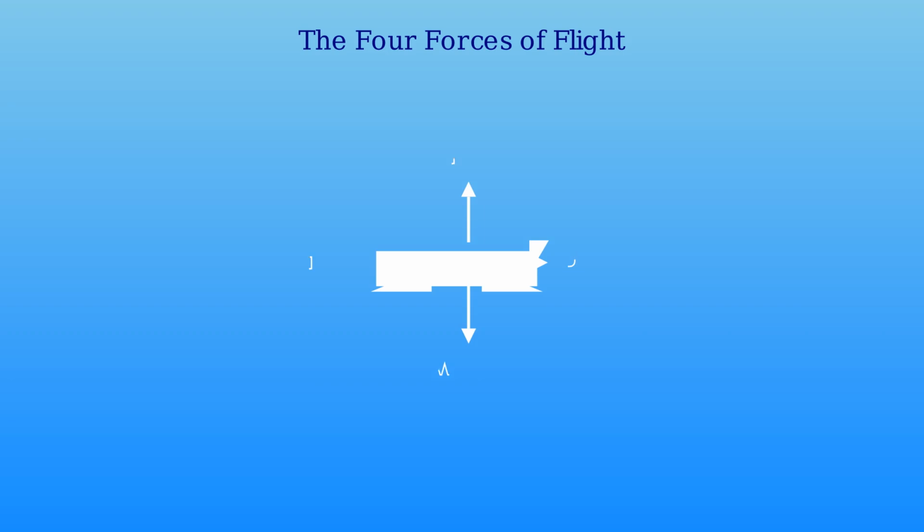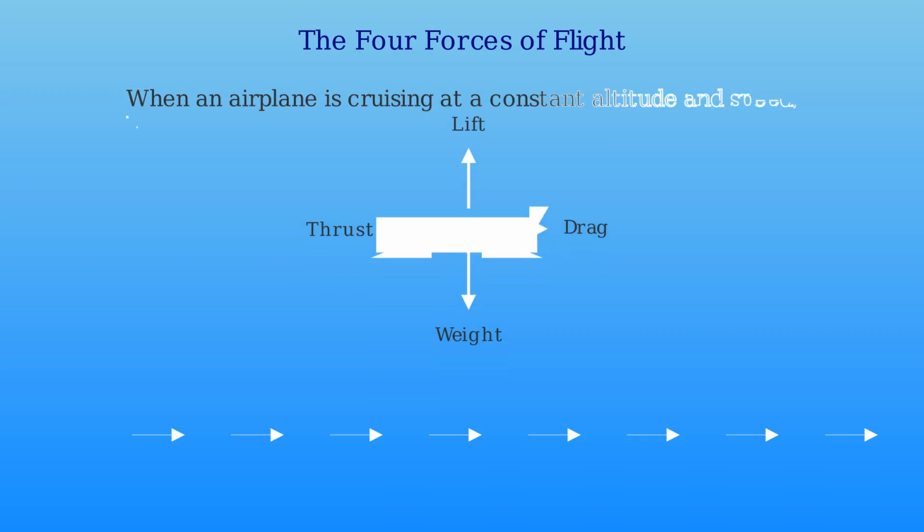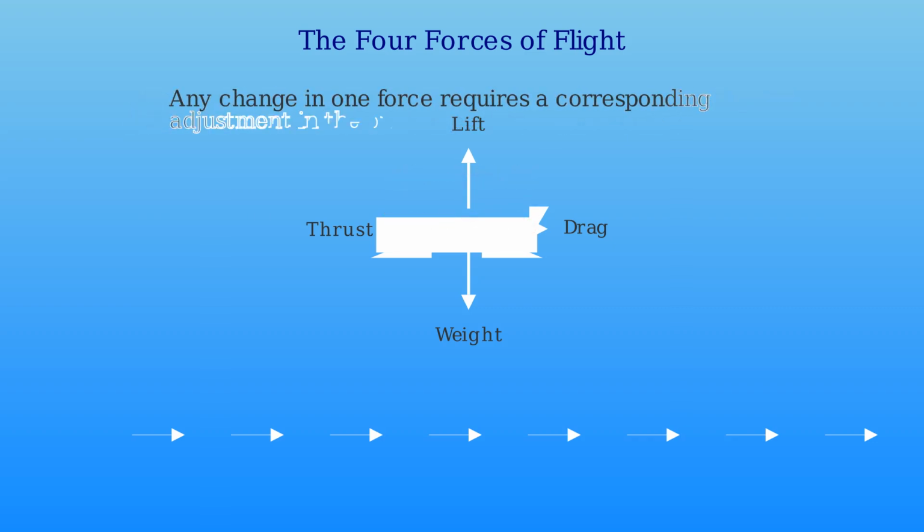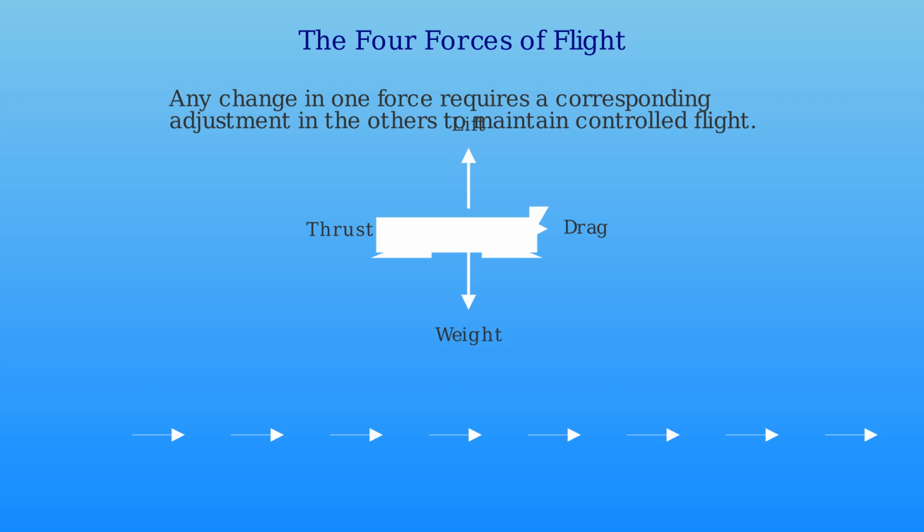For an airplane to fly, four forces must be in balance. These forces are lift, weight, thrust, and drag. Lift pushes the airplane upward, counteracting weight or gravity pulling it down. Thrust propels the airplane forward, while drag tries to slow it down. When an airplane is cruising at a constant altitude and speed, these forces are in perfect equilibrium. Lift equals weight, and thrust equals drag. Any change in one force requires a corresponding adjustment in the others to maintain controlled flight.